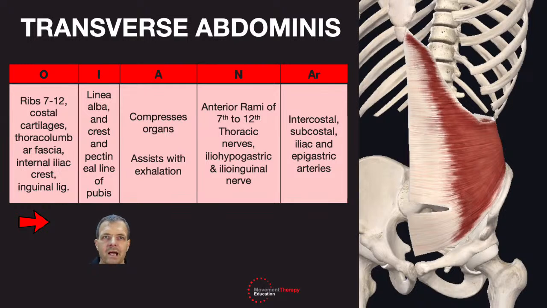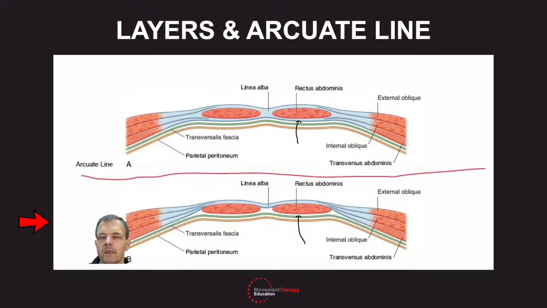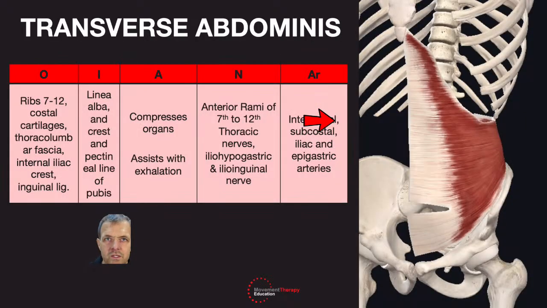So if we go back to that one, this one here is called the transverse abdominis, or transversus abdominis, sometimes it's called. So it's the abdominal muscle that goes across. That's the innermost muscle and then connective tissue. So that's what this one is here.